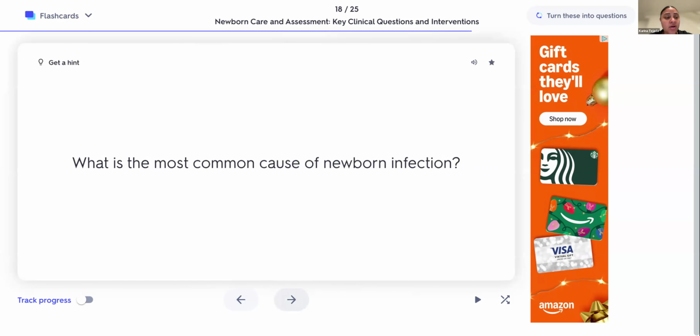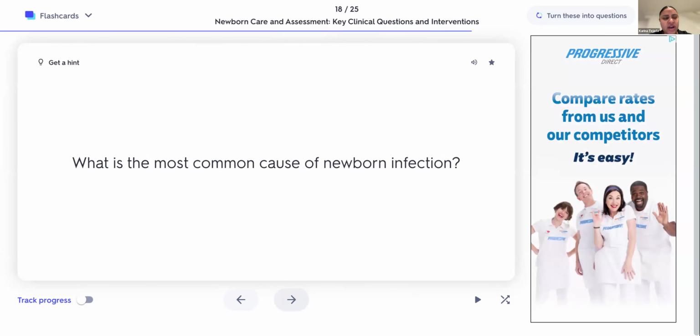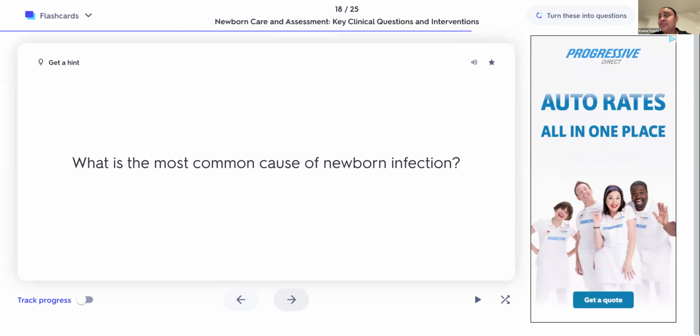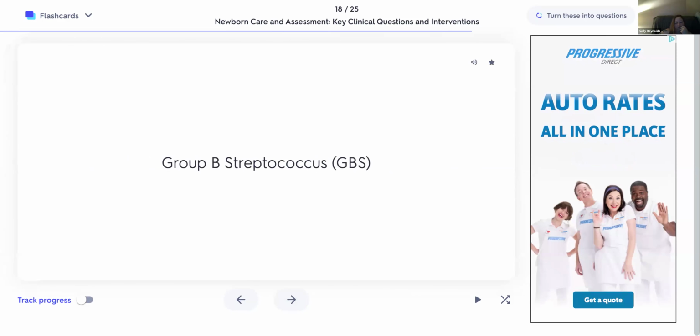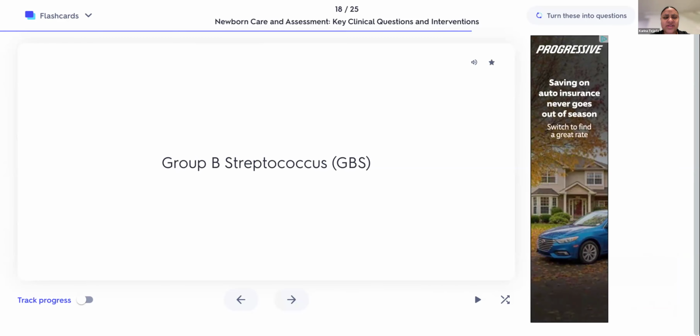What is the most common cause of newborn infection? This also kind of has to do with the mom. I'll give you a hint. Would that be the mom having an STD? So it's a group B test that the mom gets at the end. If she comes out positive, they have to give her antibiotics. But sometimes I think it goes undiagnosed.